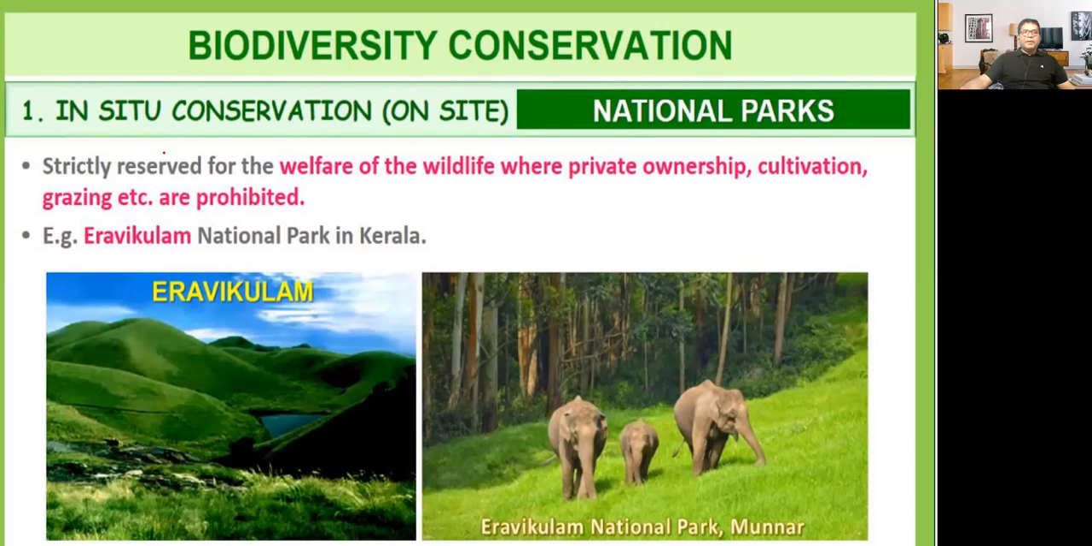So what is a national park? Here, areas are strictly reserved for the welfare of wildlife, where private ownership, cultivation, grazing, and other things are prohibited. So in national parks, private ownership, cultivation, and grazing of animals are prohibited. Example, Eravikulam National Park in Kerala. This is Eravikulam National Park, where human activities are banned.